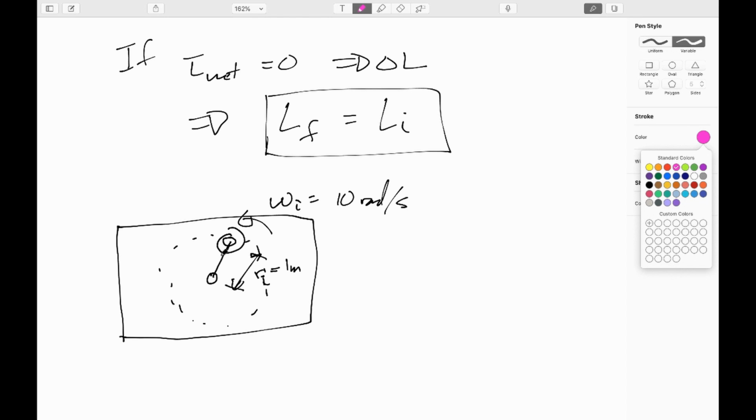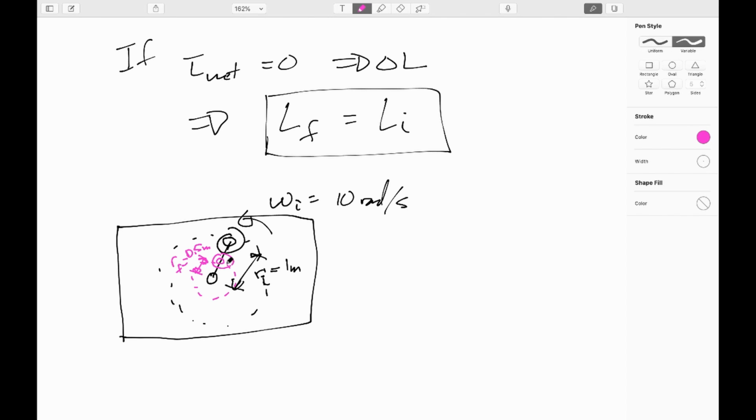Now, you grab underneath the tabletop and you tug on the string. And in so doing, you shorten up the orbit until the new radius, our r final, is equal to half a meter. So now you're going around in a smaller circle. Can we find the final angular velocity? And the answer is yes.